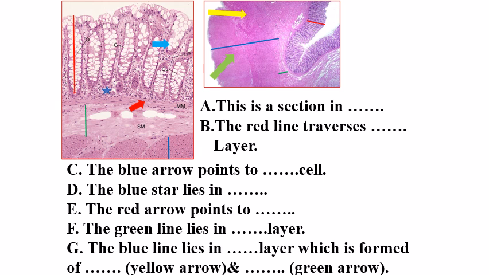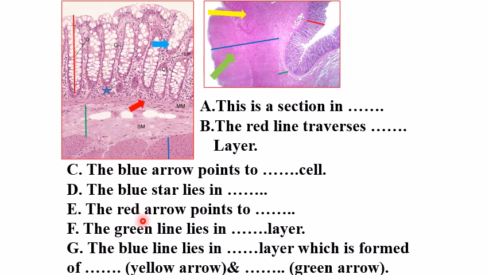Again, dear students, this is the section in what? Only crypts and many goblet cells, and the crypts are wide and deep. It is colon or large intestine. The red line traverses the mucosa containing the crypts. The blue star lies in the mucosa, connective tissue or lamina propria.